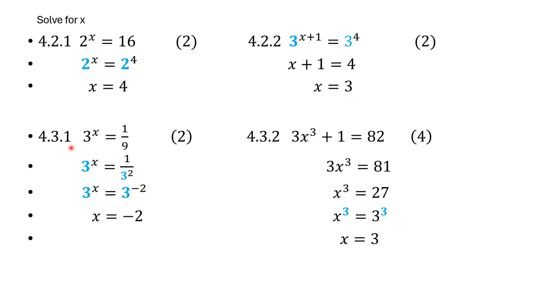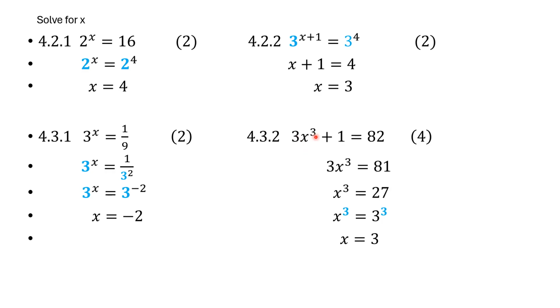Right? 4.3.1, I have 3 to the power x equal 1 over 9. Right? 9 is the same as saying 3 times 3. So therefore I can write 9 as 3 squared. So 3 to the power x equal 1 over 3 squared. Now if I take 3 squared from the bottom where it's positive to the top, the sign changes. So it goes from positive 2 to negative 2. So now I have 3 to the power x equal 3 to the negative 2. Bases are the same. You see there both of them are base 3. Therefore I drop the bases and I'm left with x equal negative 2.